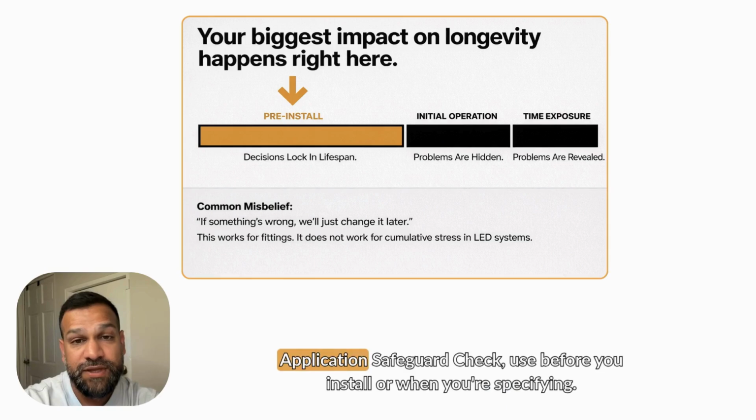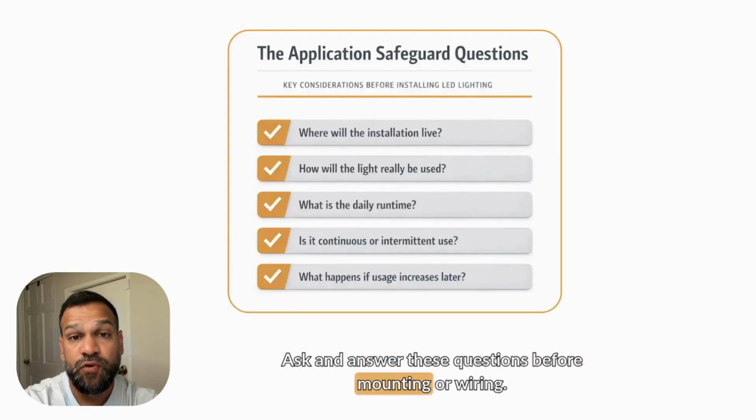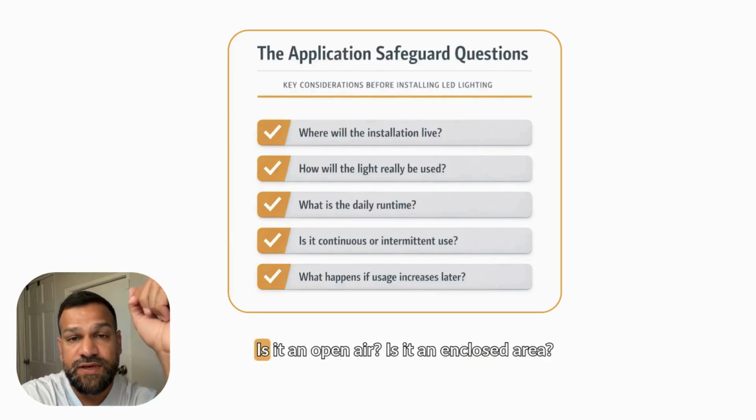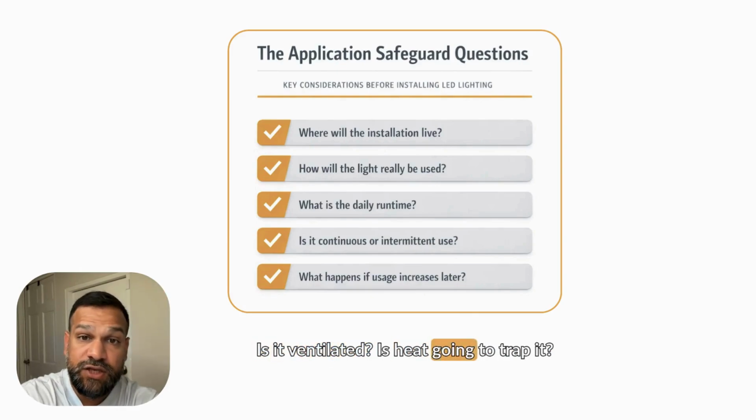So, the application Safeguard Check: use it before you install or when you're specifying. Ask and answer these questions before mounting or wiring. 1. Where will the installation live? Is it in open air? Is it an enclosed area? Is it ventilated? Is heat going to be trapped?